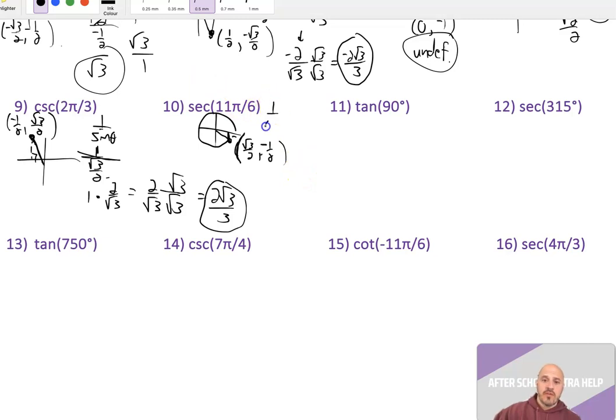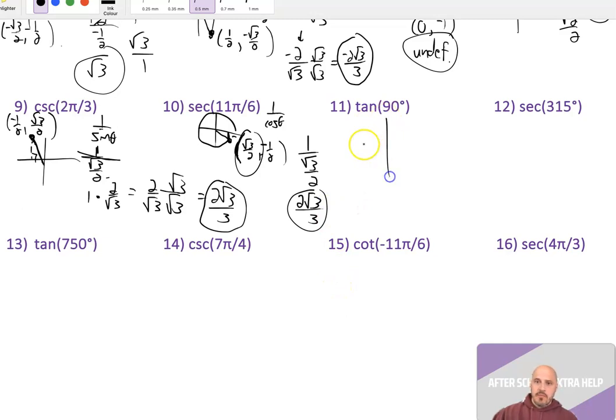Secant, 1 over cosine, or 1 over the x value. Let's grab that x value. So 1 over the x value. And we just did this simplifying over here, right? Let's not do it again. Let's skip to my answer. I simplify, and I get 2 root 3 over 3. That's my answer. All right, keep going.